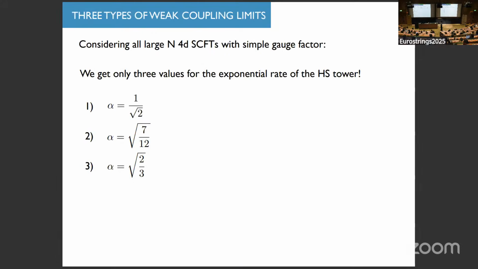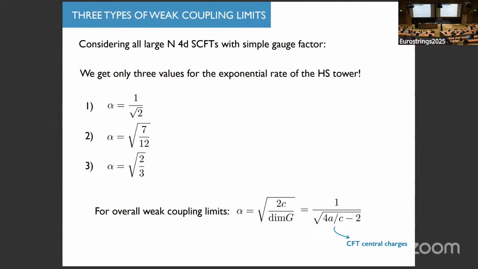In this case, since we only have one gauge factor, we can write this exponential rate purely in terms of the central charges of the CFT, both a and c. And it happens that alpha depends only on the ratio between a and c. So these 3 values happen because for this mini landscape of CFTs, there are only 3 values for the ratio of a over c.